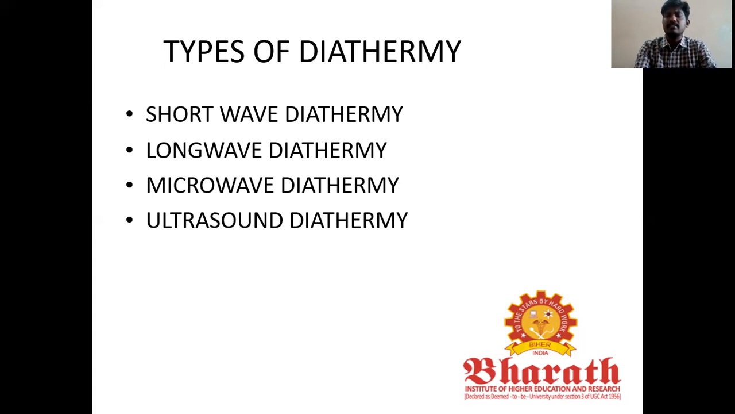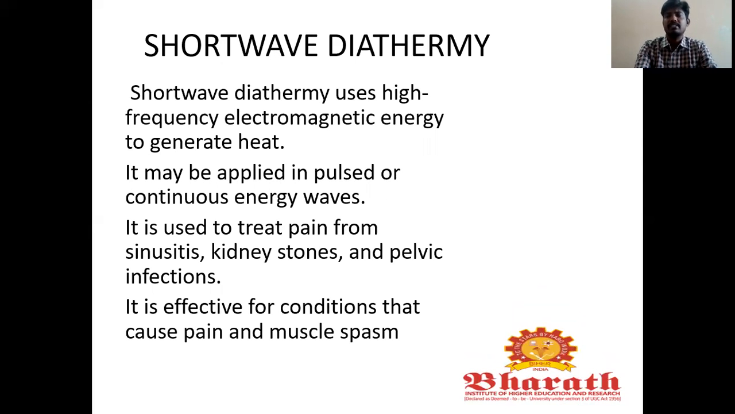So, among these types of diathermy, based on the patient's requirement, we can choose the diathermy type. First, we can see short wave diathermy. First of all, what is the meaning of short wave diathermy? From the name itself, we can identify it.